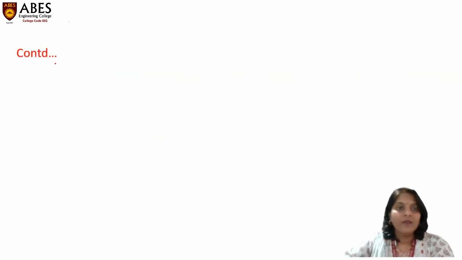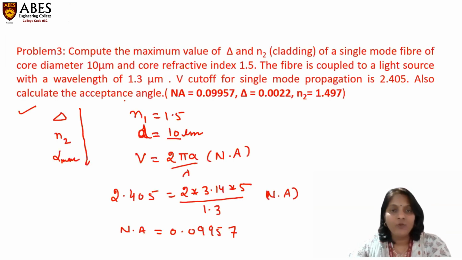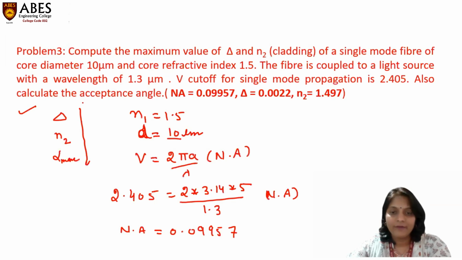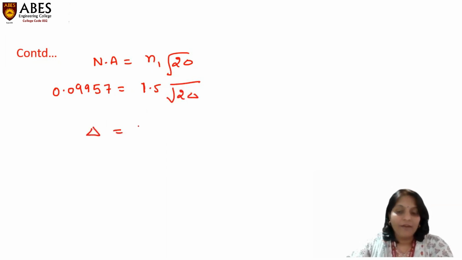Second, we know the formula for the numerical aperture is N1 root 2 delta, and the value of the numerical aperture is 0.09957. N1 is 1.5. So we will calculate the relative refractive index. After calculating it, we get 0.0022. This is a very small quantity. I already told you it is the ratio of the difference in the core and cladding refractive index to the core refractive index. It is a very small quantity.